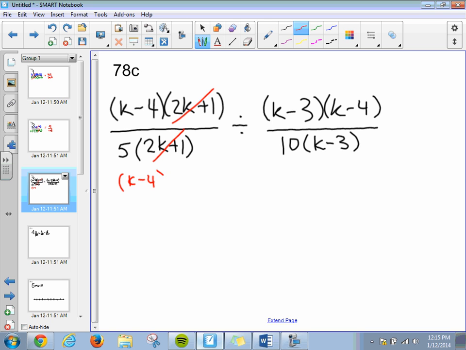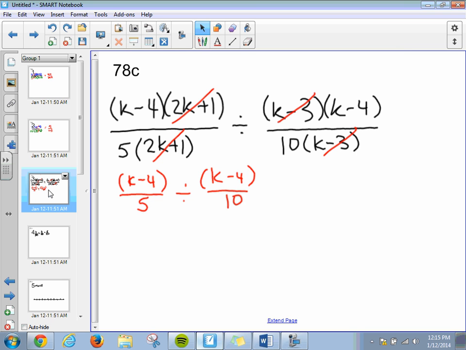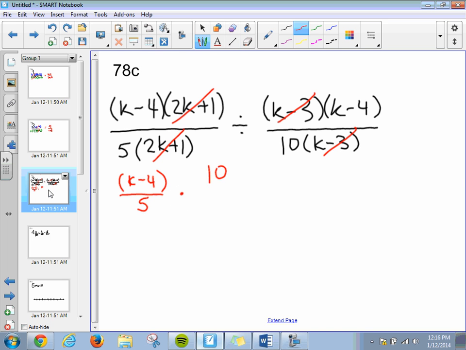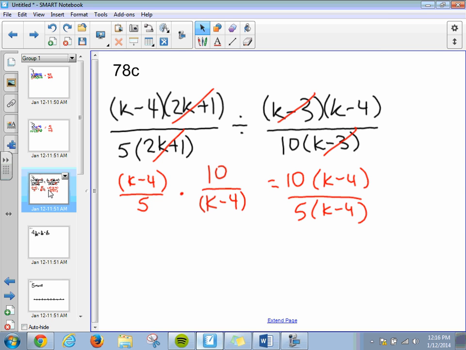That means on the bottom, I'll be left with the quantity k minus 4 over 5. And we're going to divide that by, looking for what cancels out, that k minus 3. We'll have k minus 4 over 10. So we know that the easiest way to divide fractions is to just multiply by its reciprocal. So we're going to multiply this by 10 over k minus 4. I'm going to leave that in parentheses. So when we pull it over, we've got 10 times k minus 4 over 5 times k minus 4.